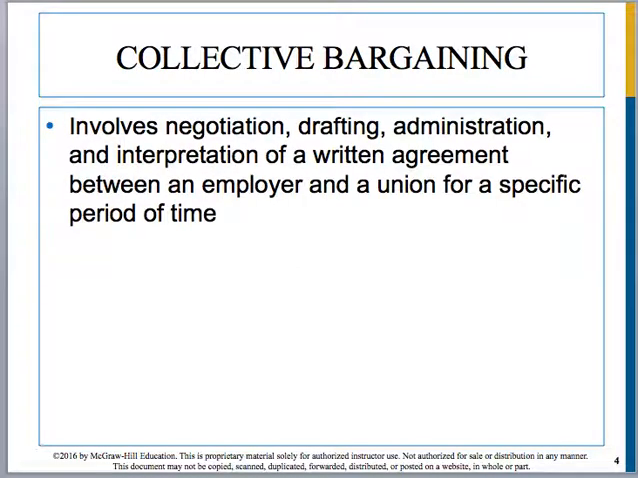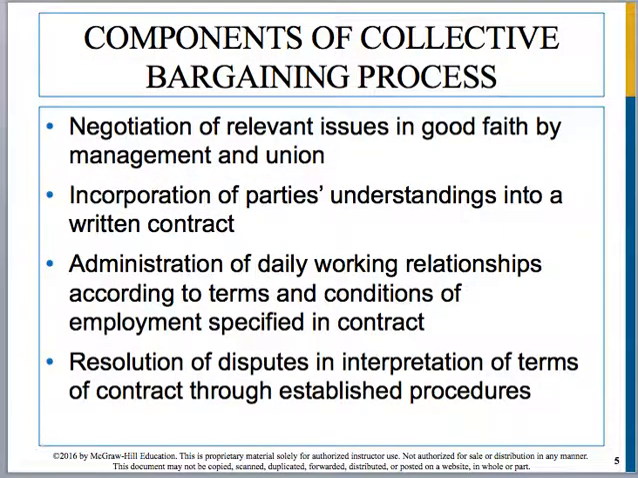So collective bargaining involves negotiation, drafting, administration, and interpretation of a written agreement between you as an employer and the employee, and the union, for a specific period of time. So the union is representing the employees, and you have this agreement that has now been designed, and the time can be a year, a couple of years, or longer. And there are various components that make up this process.